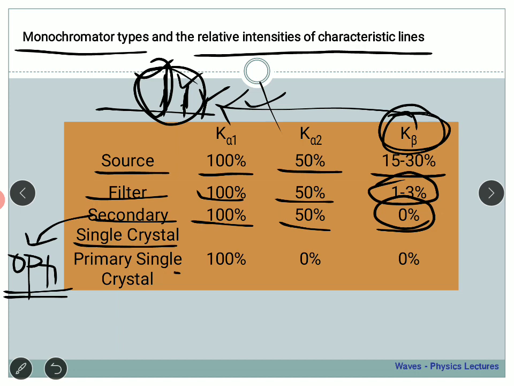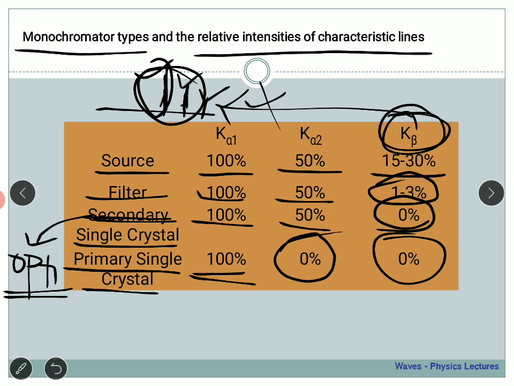And if we use a primary single crystal, not a secondary single crystal, then it will also filter out the K alpha 2 line and the K beta line, and we will be left with only the K alpha 1 line, which is best for our results. So that is what is important here.